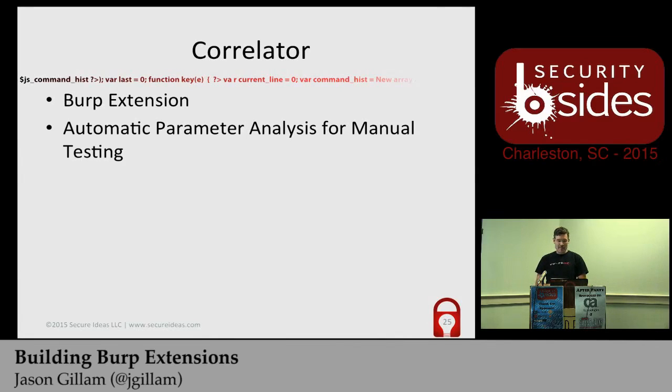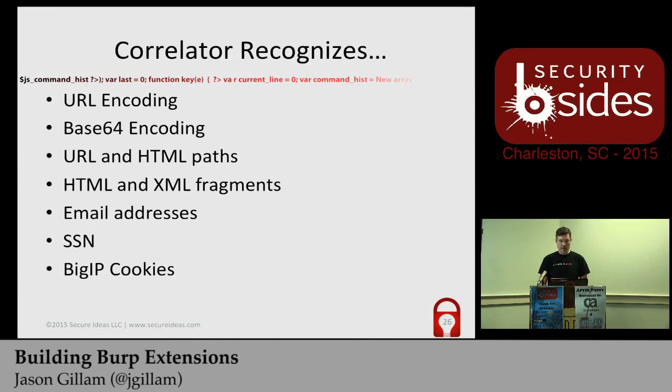So Correlator, basically what it does is automatic analysis of the parameters. And when I say parameters, I mean everything: POST parameters, GET parameters, cookies, basically everything that Burp understands as a parameter. The types of things it recognizes: anything that's URL encoded, it'll decode automatically for you. Base64 encoding. It'll recognize if something looks like a path. HTML and XML fragments, email addresses, social security numbers.